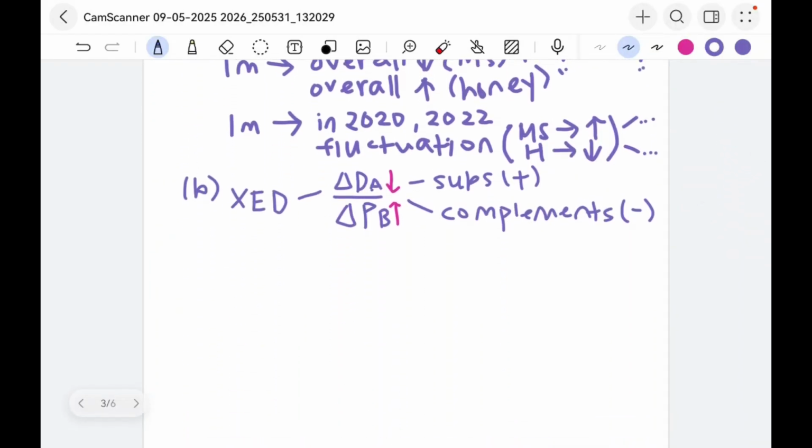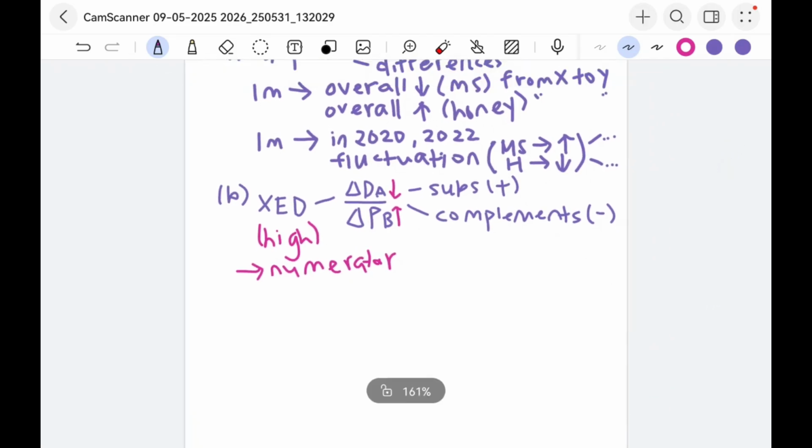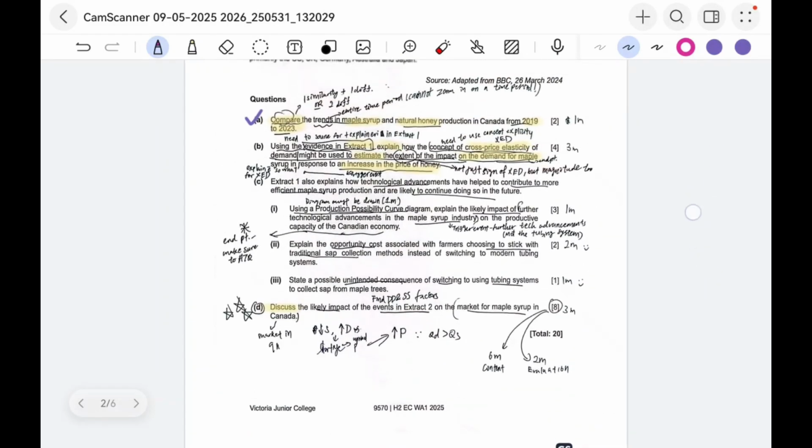So if your value of your XED is very high, it implies that the numerator is high. Math, right? Higher the numerator, the higher the value of that fraction. So if you calculate the XED to be high, then it would likely imply that the extent of change for the demand of your numerator is going to be high. So we will see what extract 1 says, then we can deduce further from that.